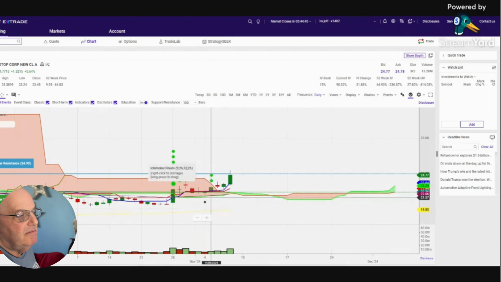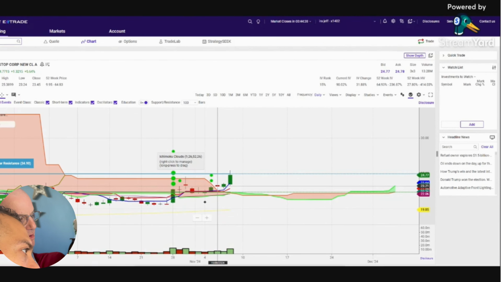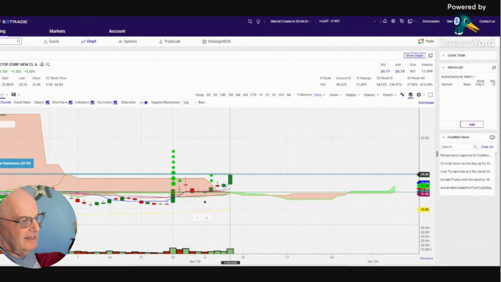You see the green here? It came out of the cloud up, and it's red, so not a buy. But it did come out of the cloud up, right over here where I'm moving the cursor. So yesterday would have been a buy. And look at today, probably I would suck.